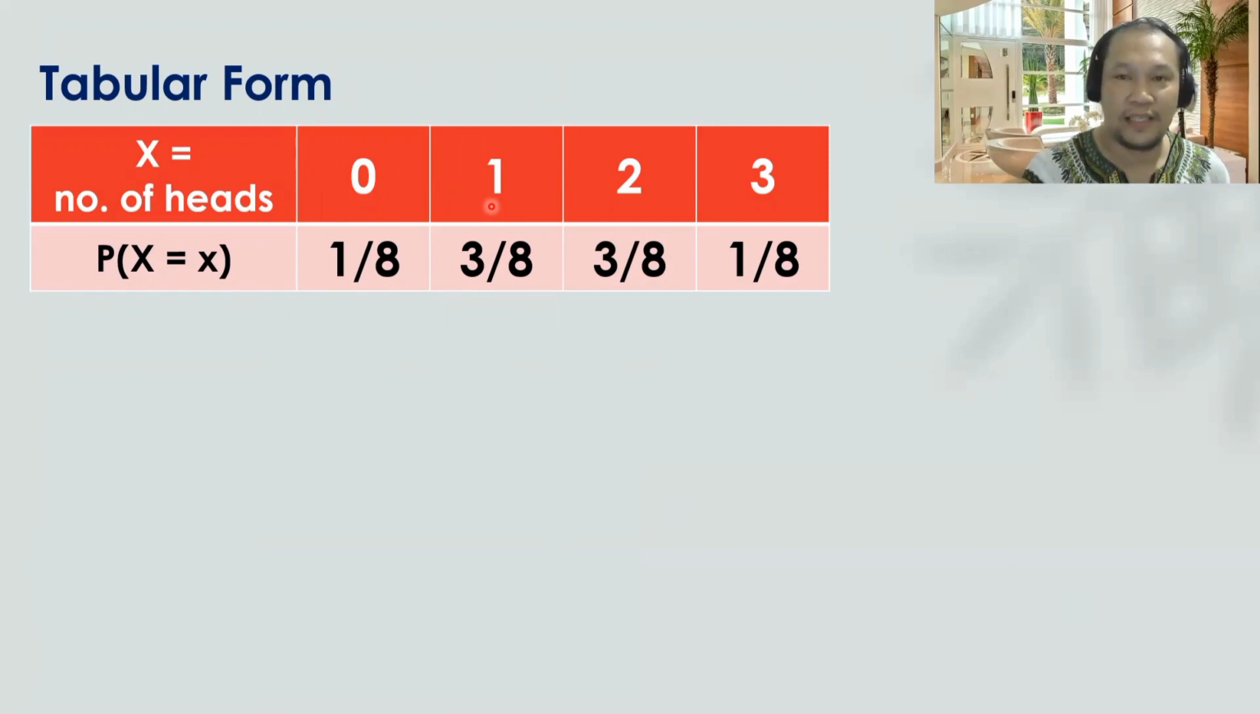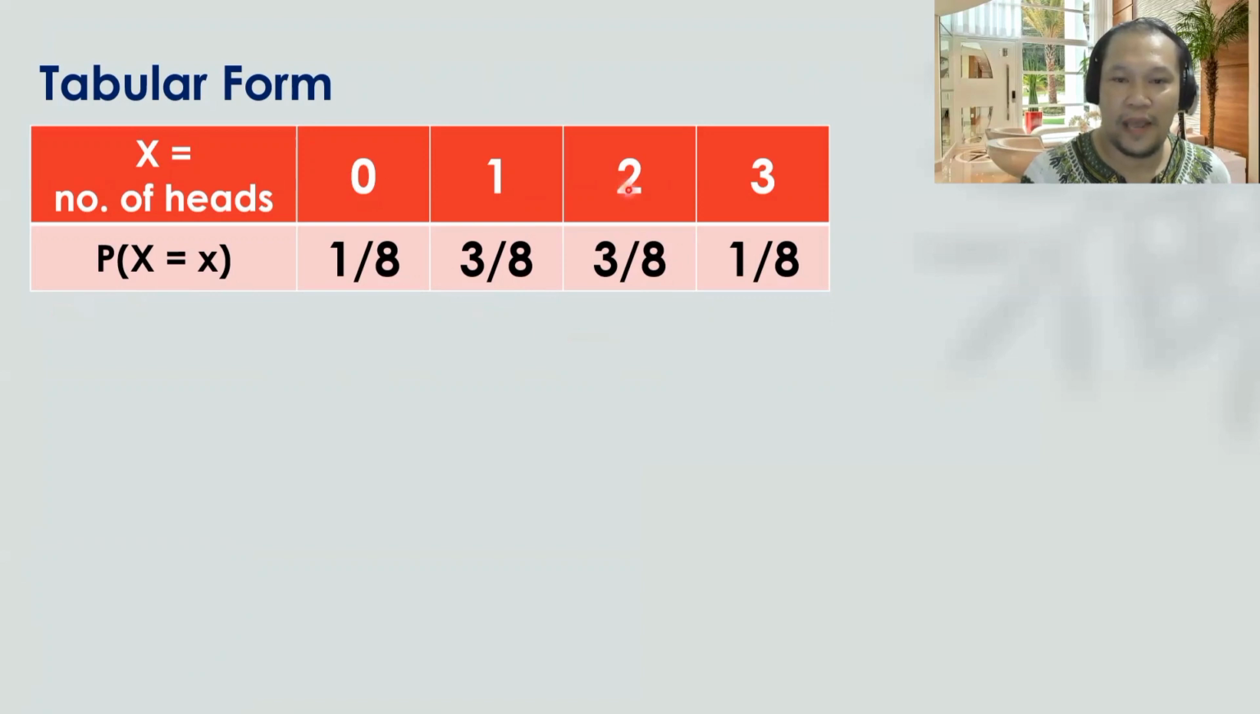We have tail, tail, head; tail, head, tail; and head, tail, tail. Therefore, we have three outcomes that contain one head. And since we have a total of 8 outcomes, the probability that x is equal to 1 is 3/8.